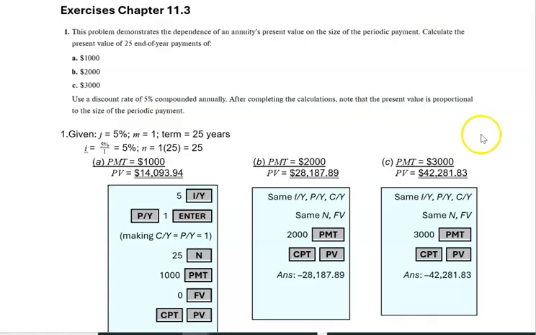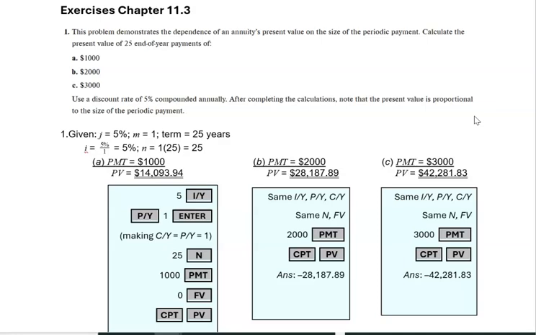Okay, so let's figure out what we've got. We know that our IY is 5. We know that our PY is 1 because it's only at the end of the year. We know that our N is 25 because it's once a year times 25 years. We know that in this example, our payment is 1,000. And we know that our future value is going to be 0. So we want to completely deplete the annuity at the end.